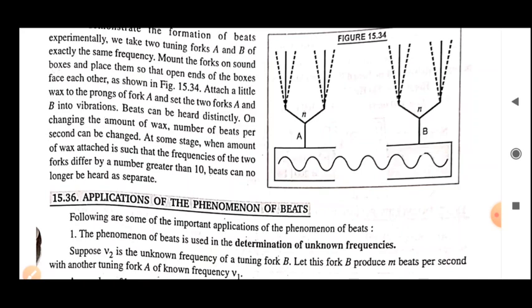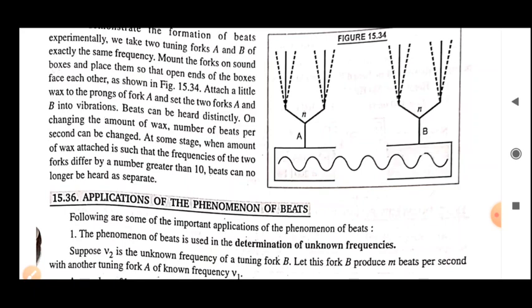Means you can hear the frequency difference of the two tuning forks, because the second one, B, does not have any wax, so the frequency variation will be greater, and at that time we can distinguish the beats clearly. The reason is that the sounds produced by A and B reach our ears at intervals greater than 1/10 second, and that's why we can hear them.